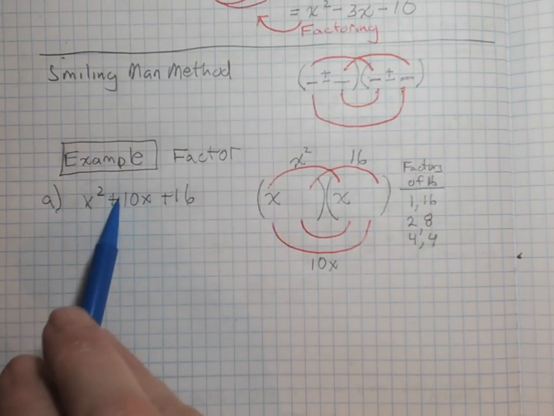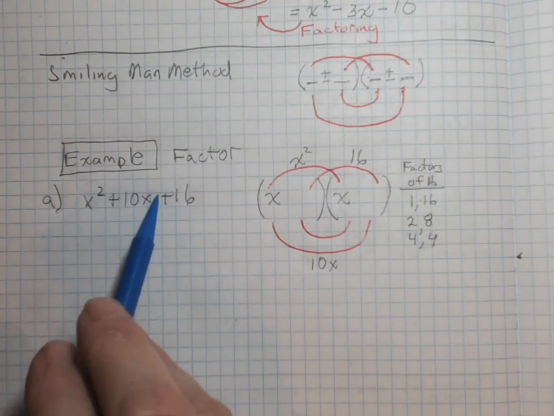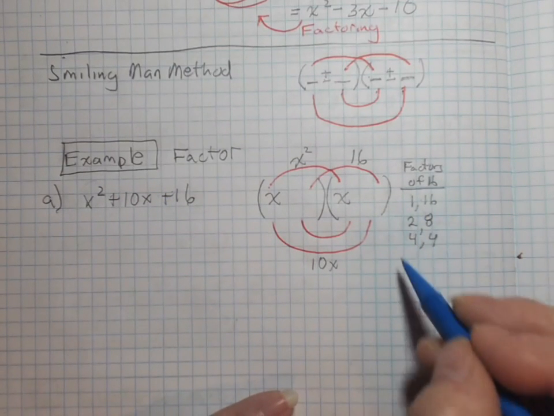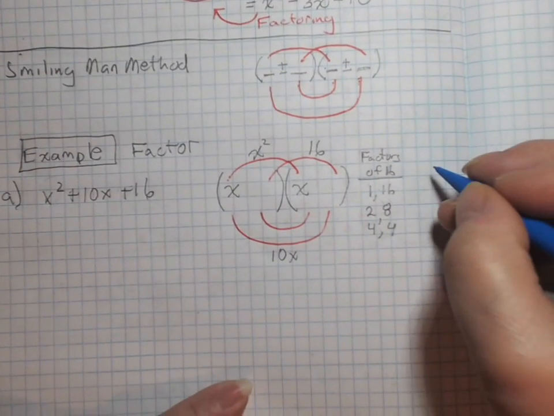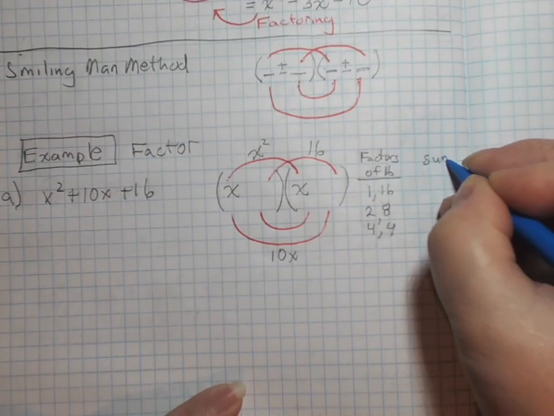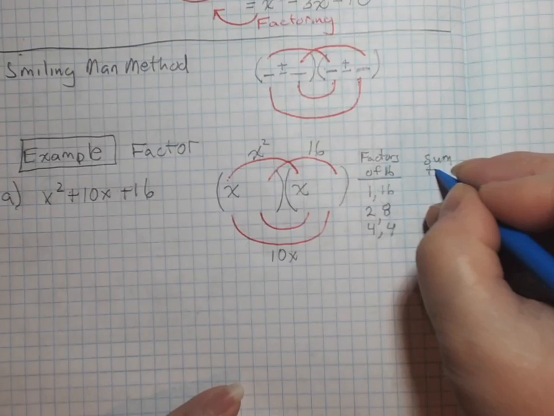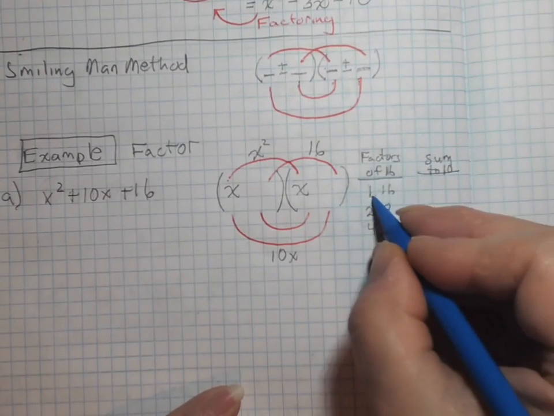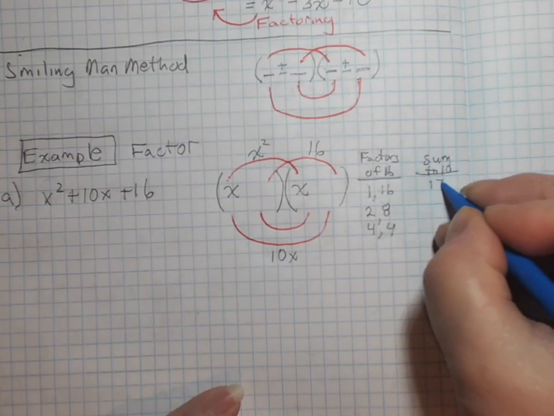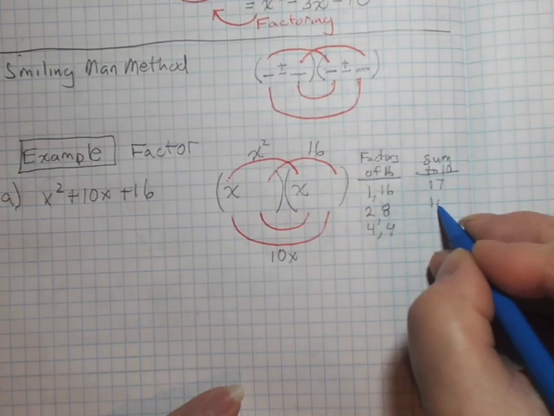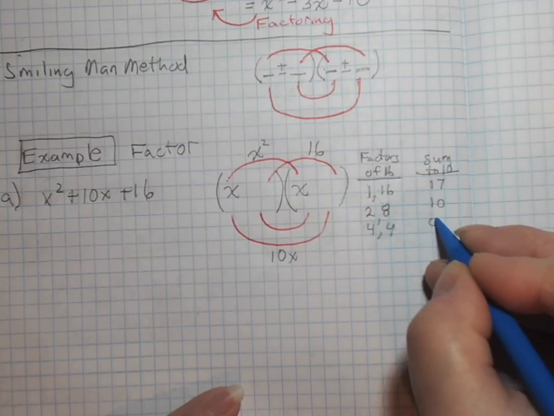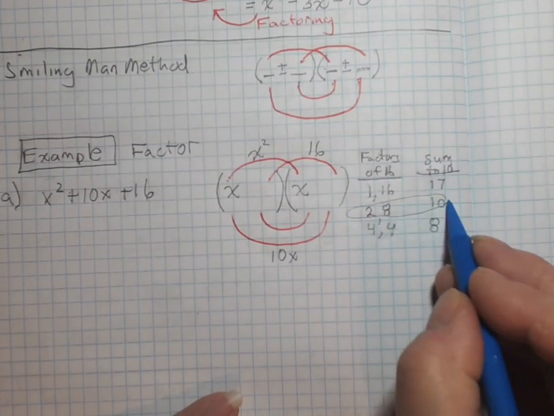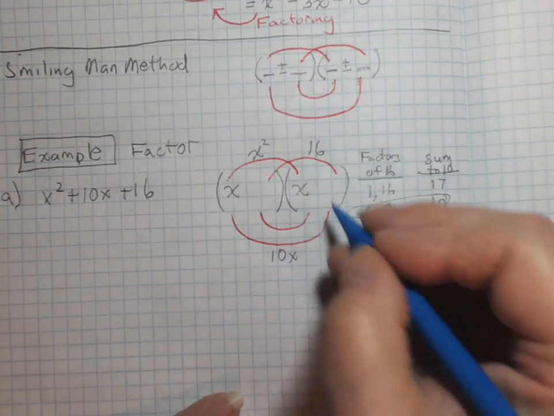Now I do notice that my sum here is positive and the 16 is positive. So that means that I'm only going to use positive numbers, no negatives. All right, also, I need 2 numbers that sum to 10. So let's see what our sums are. If I add these together, I get 17. If I add these together, I get 10. If I add these 2, I get 8. So the one that gives me a sum of 10 is this group here. So the 2 and the 8 is what I'm going to try.